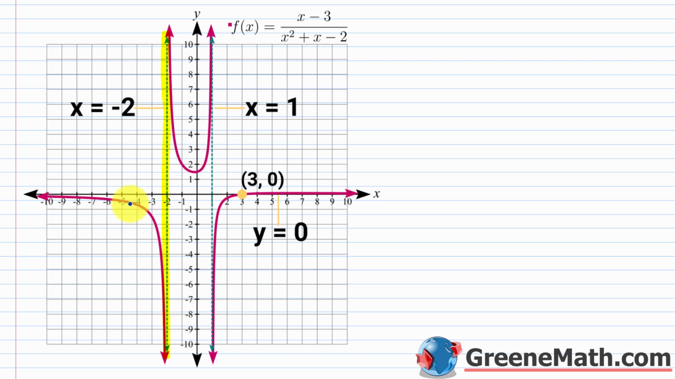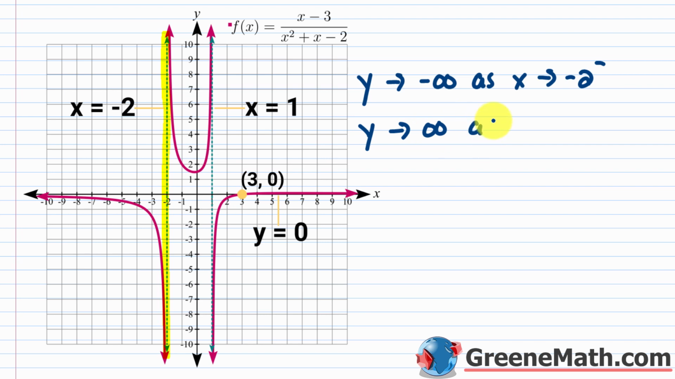Additionally, if we think about what's happening to the y values as x approaches negative 2 from the left, y approaches negative infinity. As we get closer and closer to an x value of negative 2 from the left, the y values are approaching negative infinity, or you could say we're decreasing without bound. Then y approaches positive infinity as x approaches negative 2 from the right. So as I approach an x value of negative 2 from the right, I am increasing without bound, or the y values are approaching positive infinity.